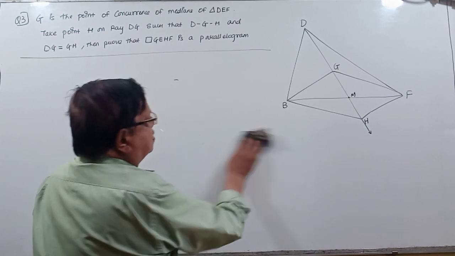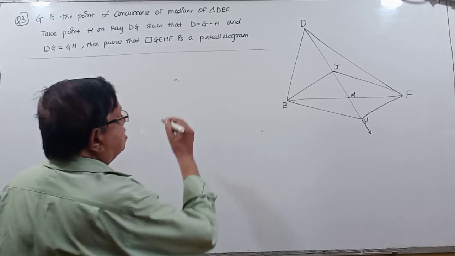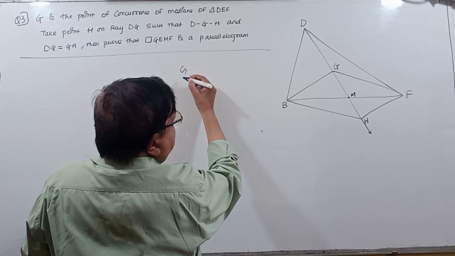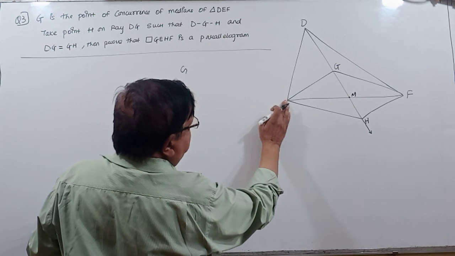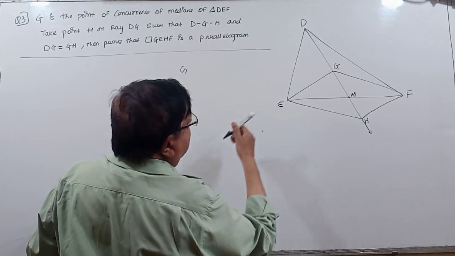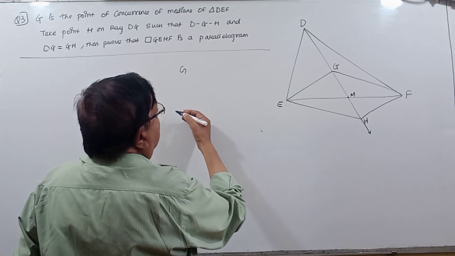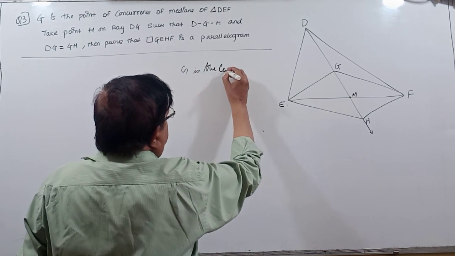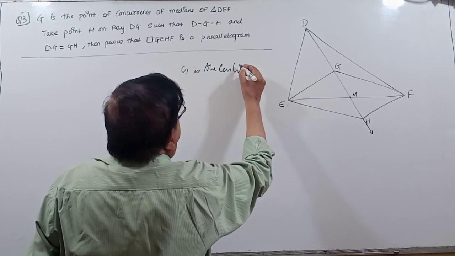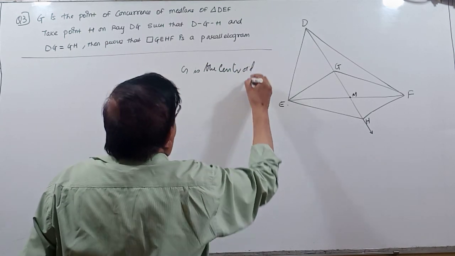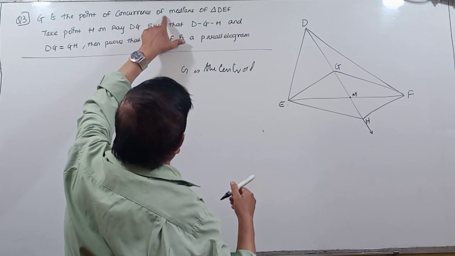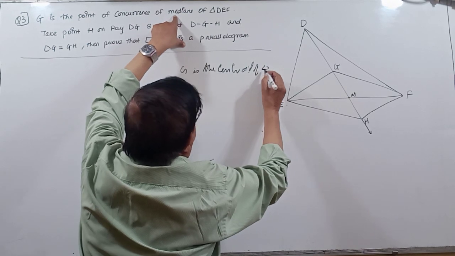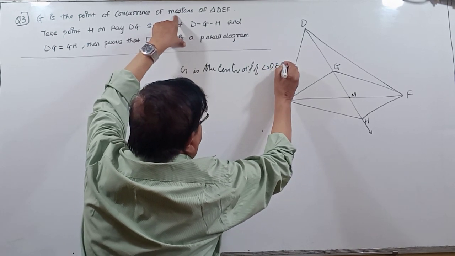So we will write here G, D, E, this should be E, D, E, F. G is the centroid where all the medians meet. That G is called the centroid of triangle DEF.